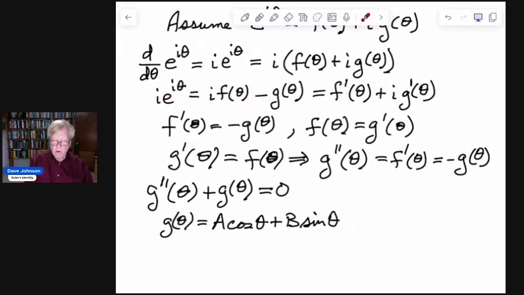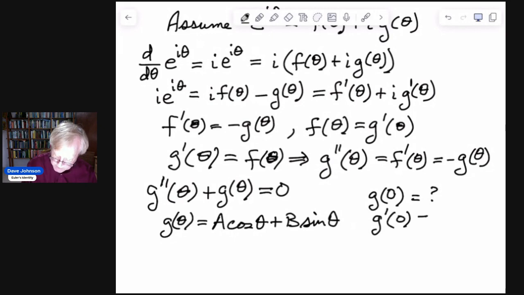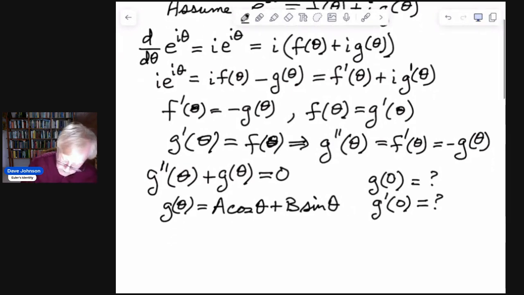Well, in order to solve this second order differential equation, we need two initial conditions. We need to know what is g of theta, or let's say g of 0. So we'll say g of 0 is equal to something unknown. We also need to know what g prime of 0 is. So we need to know these in order to find a and b for this solution of this differential equation.